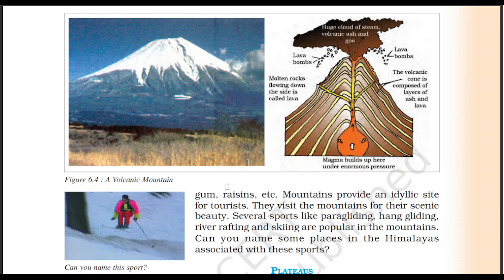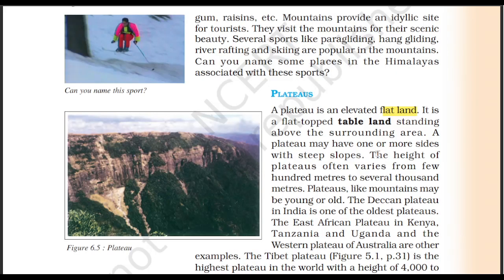A plateau is an elevated flat land. It is a flat-topped tableland standing above the surrounding area. A plateau may have one or more sides with steep slopes. The height of the plateau often varies from a few hundred meters to several thousand meters. Plateau-like mountains may be young or old.